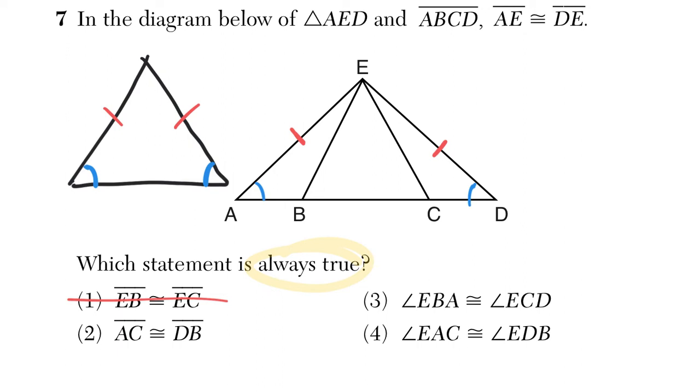If we were maybe applying the segment addition postulate, but again, we don't know what the length is of AB and CD. So we're going to have to rule out option number 2.